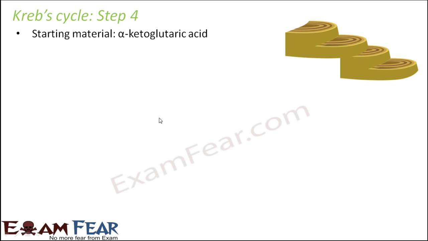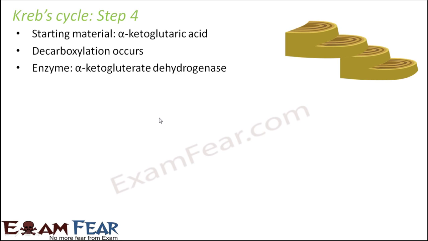Step 4, the starting material will be alpha ketoglutaric acid, and here again decarboxylation occurs. As I said, during Krebs cycle, multiple decarboxylation will occur in order to cause the complete oxidation of pyruvic acid. So after another decarboxylation with the enzyme alpha ketoglutarate dehydrogenase, the product formed is succinyl coenzyme A.